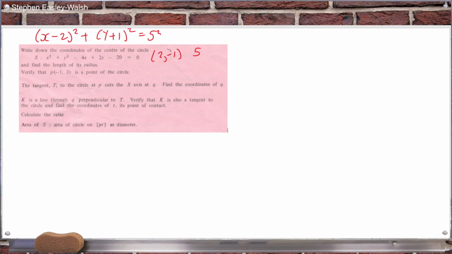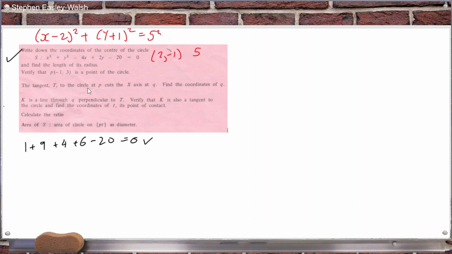Verify that that is a point on the circle. Okay, let's sub it in. 1 squared plus 3 squared plus 4 plus 6 minus 20. That does indeed equal 0. Verify it. Okay, so we're done with that.